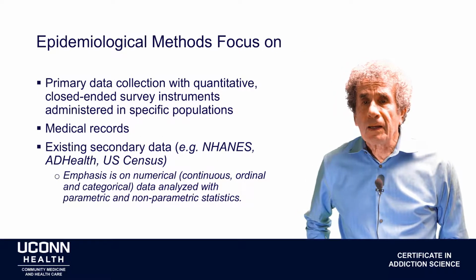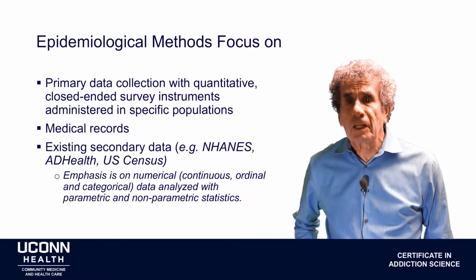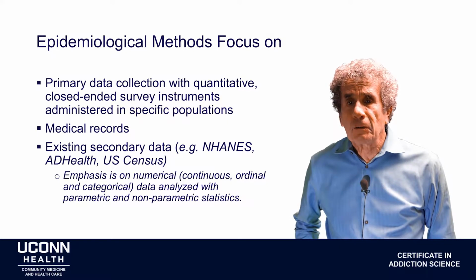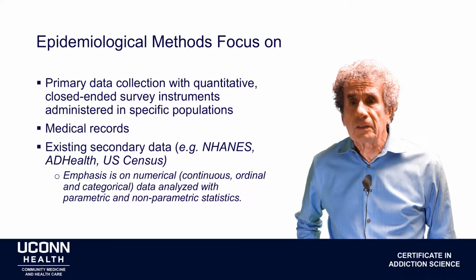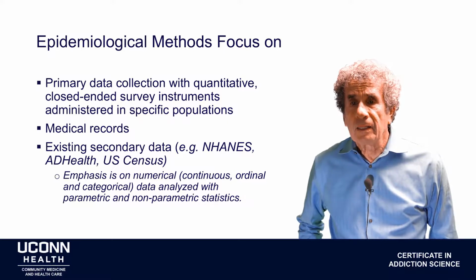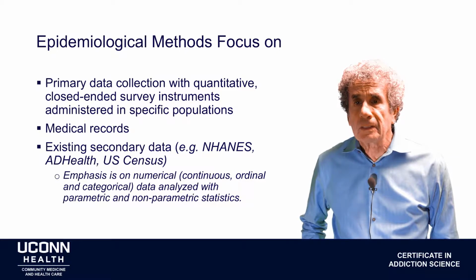The methods that epidemiologists use are primary data collection with quantitative closed-ended surveys, or extracting numerical data from medical records, or using secondary data, existing data sources that would include NHANES or AdHealth or the US Census, and a whole panoply of surveys and publicly accessible data. Again, the emphasis here is on numerical data, analyzed with parametric and non-parametric statistics.